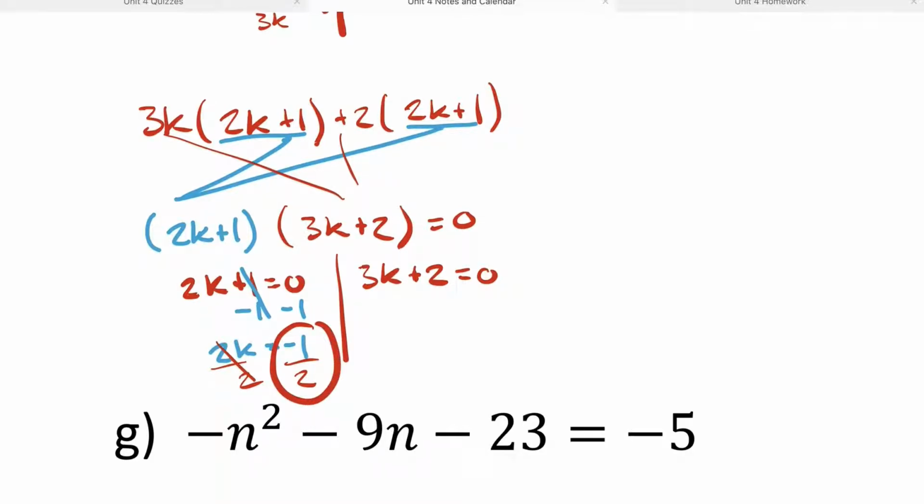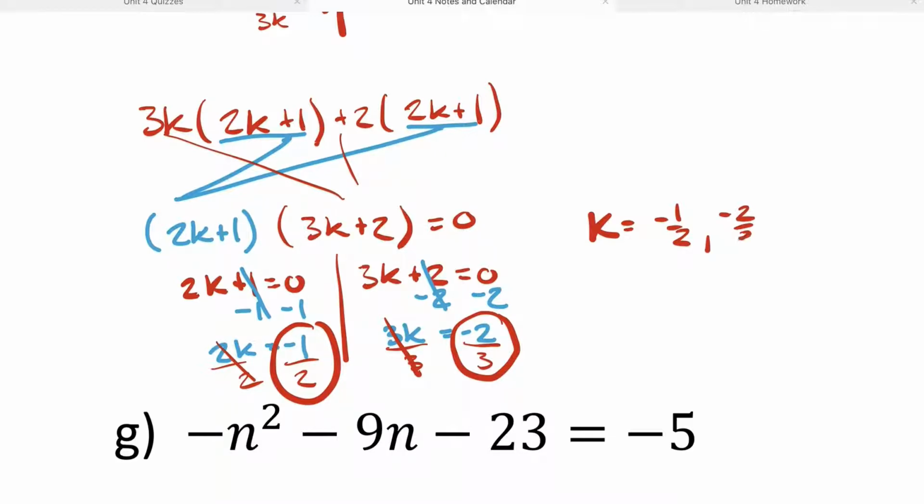Just kind of covered that. And we do the same thing on the right side. So we'd subtract 2 from both sides. And that gives us 3k equals -2. And then we'd divide both sides by 3. And that would be our other solution. So our final solution we'd write as k equals -1/2, comma, -2/3. And the order of these doesn't matter.